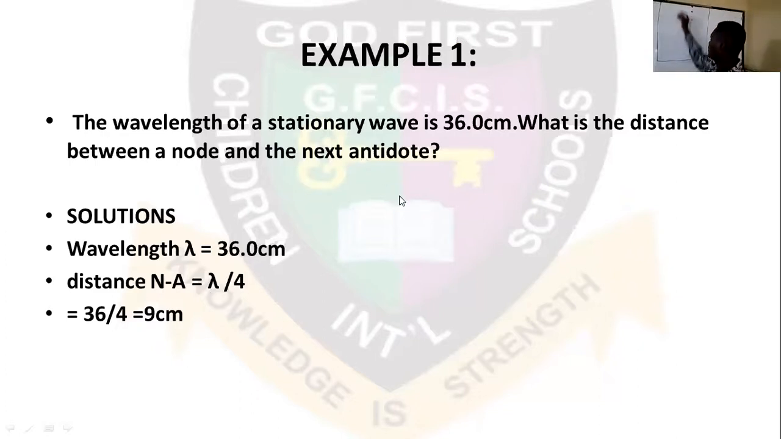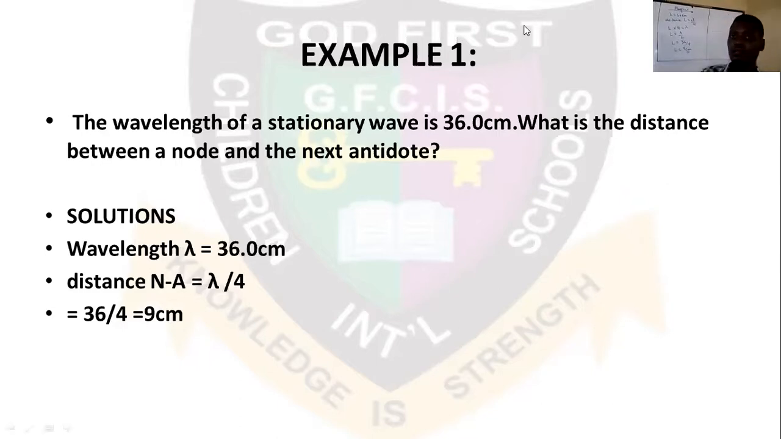Lambda is equal to 36 centimeters. The distance L is lambda over 4. So my L times 4 is equal to lambda, right? So my L is equal to lambda over 4. My L is equal to 36 over 4. My L will give us 9 centimeters. So that is what we solve.